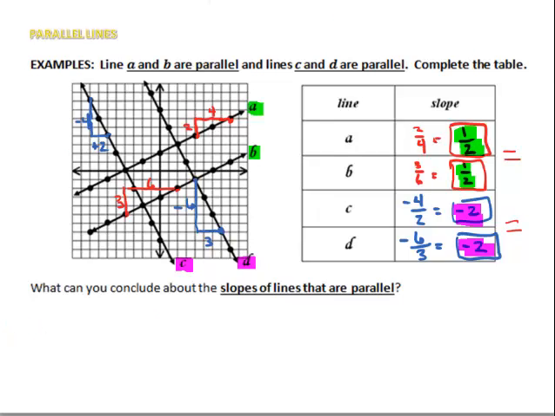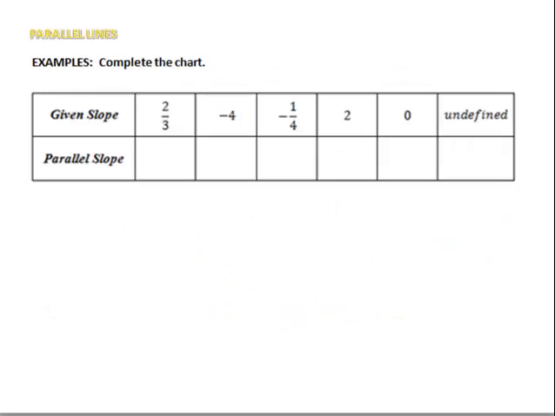So what can we conclude about the slopes of parallel lines? Well, that's simple. Parallel lines have the same slope. So that's what we learned from our example about parallel lines. Parallel lines have the same slope. So we're going to use this information we just got to complete this chart.